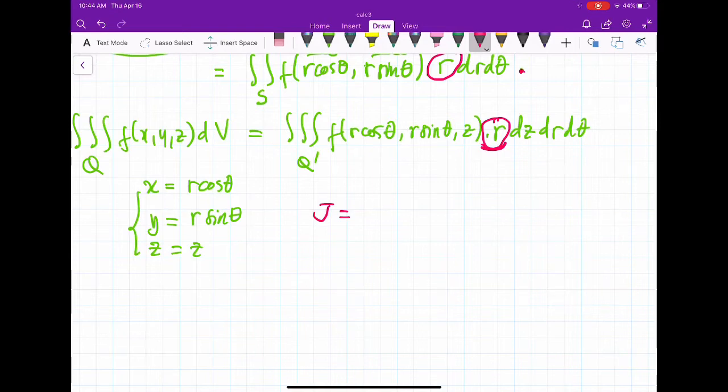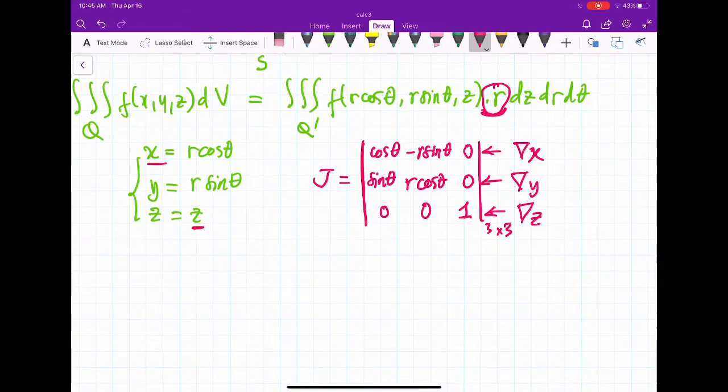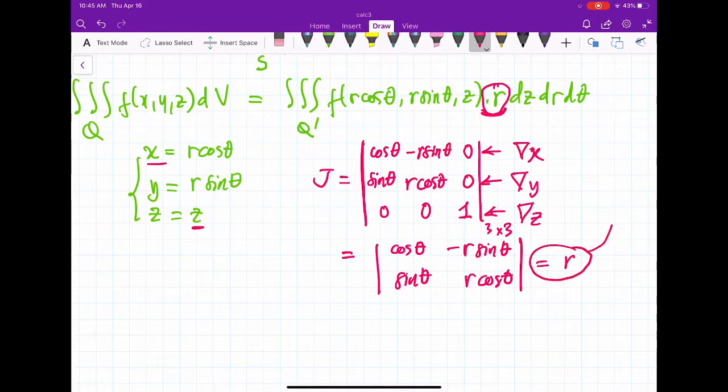So the Jacobian will be the determinant of a 3 by 3 matrix, right? The first one, I differentiate x with respect to r, I get cosine of theta. Then with respect to theta, I get negative r sine of theta. But when I differentiate x with respect to z, I get 0, right? Similarly, I have sine theta in here, r cosine theta, and 0. That is the gradient of y, this is the gradient of x, right? And the last row is the gradient of z. So z with respect to r is 0, with respect to theta is 0, and with respect to z is just 1. And once you calculate the determinant of this, that is nothing but the determinant of cosine theta, minus r sine theta, sine theta, r cosine theta, and this is exactly equal to r. That's why you have r right here.